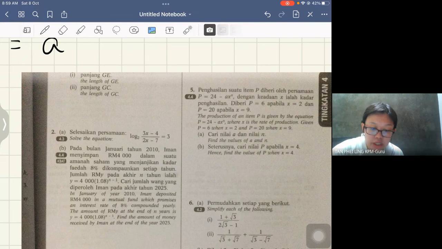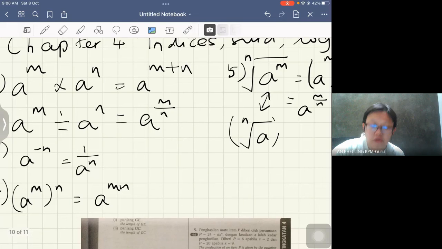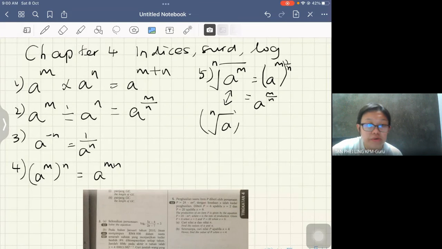Just as a summary before we stop today's lesson, I would like to do a quick summary. Last week I actually forgot to do the summary, so now we will do it. Chapter 4 has three things here: indices, surds, and logs. So now, are you able to apply them better?